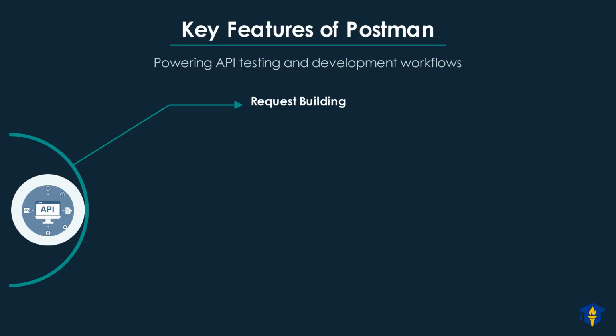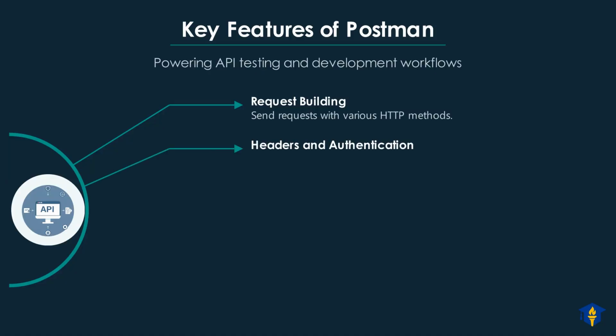Postman provides robust request building capabilities, allowing you to craft detailed API requests. Send requests with various HTTP methods, including GET, POST, PUT, and DELETE, effortlessly. You can easily configure headers and various authentication methods for your API calls. Set custom headers and authentication types like bearer tokens or OAuth to secure your requests.